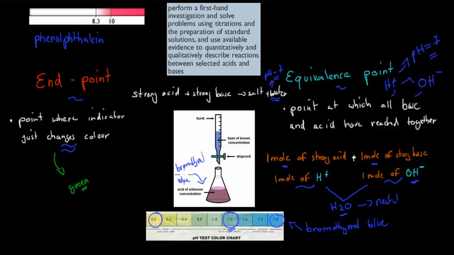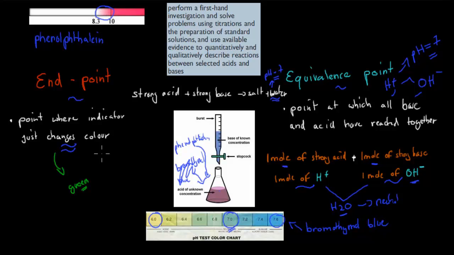But let's say we don't put bromothymol blue into our flask for a strong acid and strong base titration. Let's say we put in phenolphthalein. Put that into our flask. Now its range is about from 8.3 to 10. So it's going to change its color from 8.3 to 10.